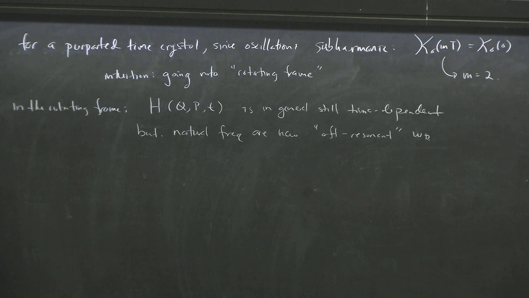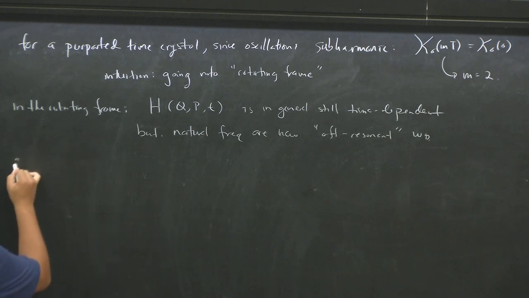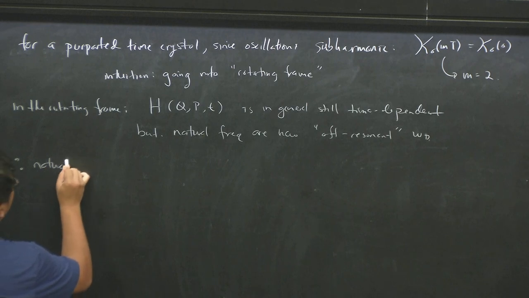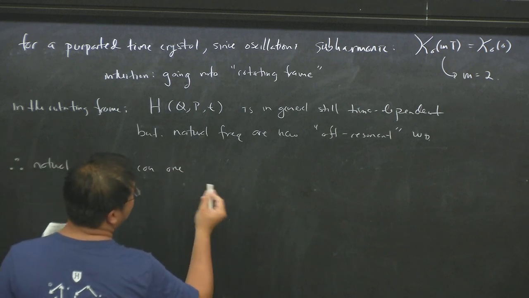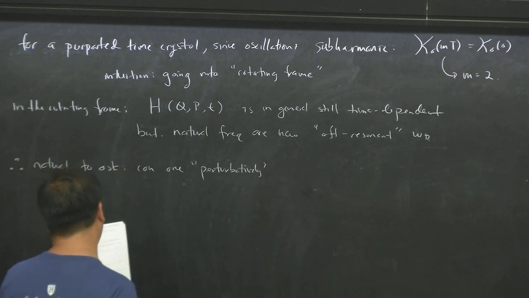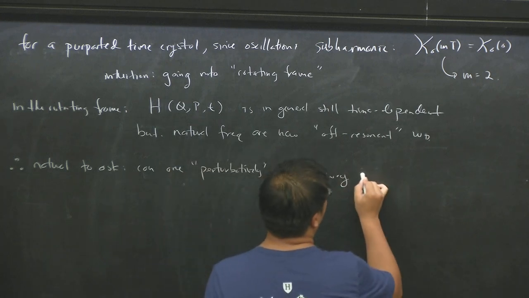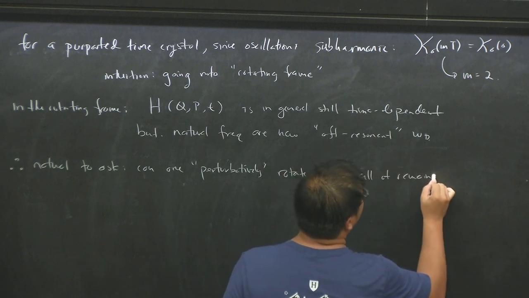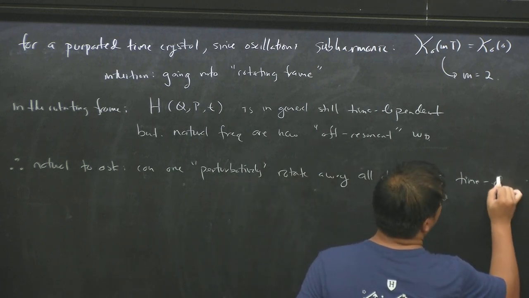And this off-resonance precisely implies that it's natural to do some type of perturbation theory, and the type of perturbation theory that people typically do in this context is called a Magnus expansion. Won't get into too much detail there, but now, in this context, it's natural to ask, can one perturbatively rotate away all of the remaining time dependence.